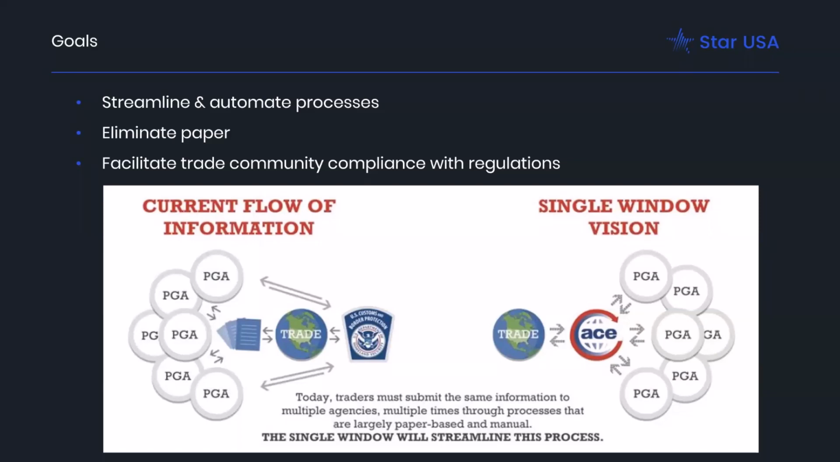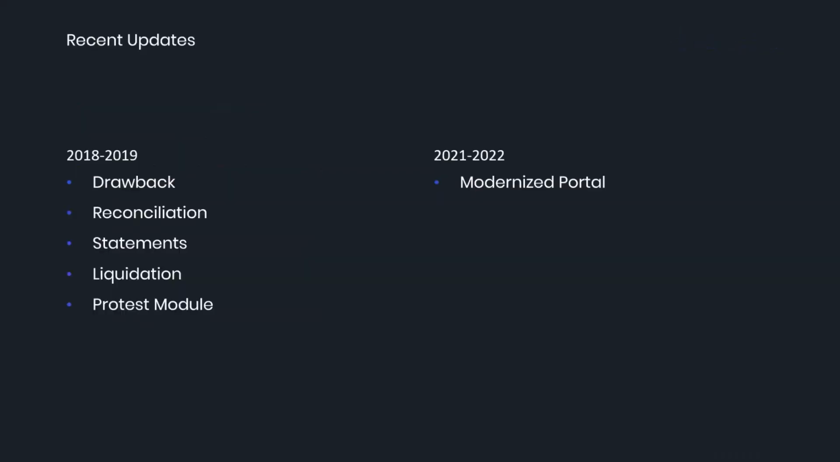Most government agencies participate in ACE. There are only a few forms that are not paperless. More than 250 forms are automated. All of the import manifest, cargo release, post-release, export, and PGA integration functionalities are live in ACE today. Some of the more recent updates were modernized drawback, reconciliation, statement processing to some effect, liquidation, and the protest module, which is great.